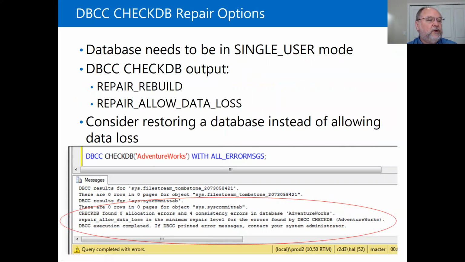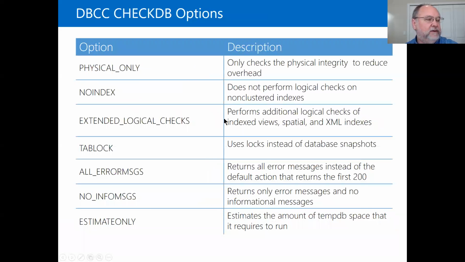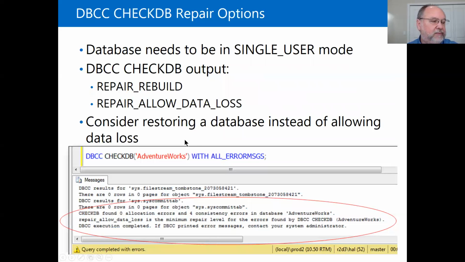Now, when you run this, you're just going to say DBCC CHECKDB in parentheses and in quotes the name of the database, and then with any of these options that we just talked about. It will run, and at the very bottom of the output, if there are any errors, it will show up like this. CheckDB found 0 allocation, logical errors, and 4 consistency, physical errors in this database.